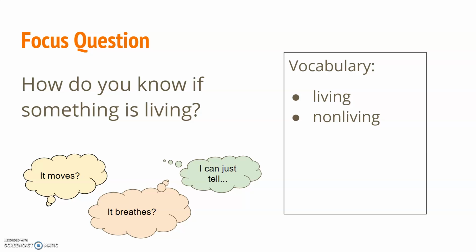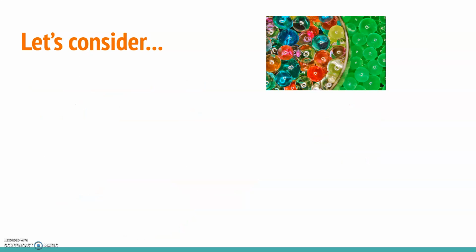In fact, I'm going to throw out 2 more vocabulary words for you: dead and dormant. All objects are either living, non-living, dead, or dormant. What do you think these words mean? At the end of the video, I'll give you some definitions. But first, let's consider polyacrylite crystals.